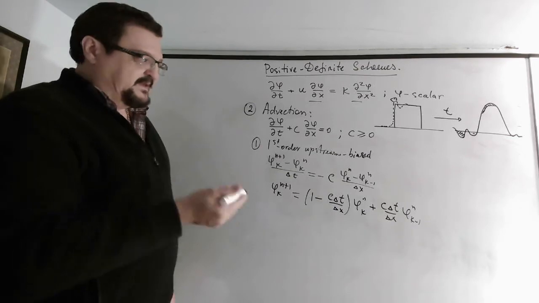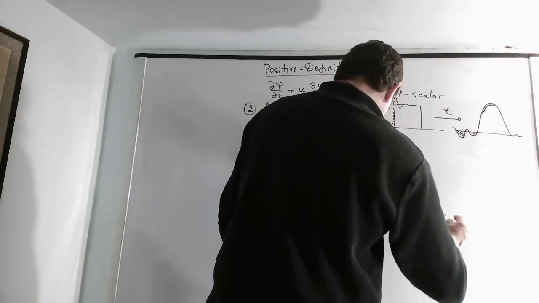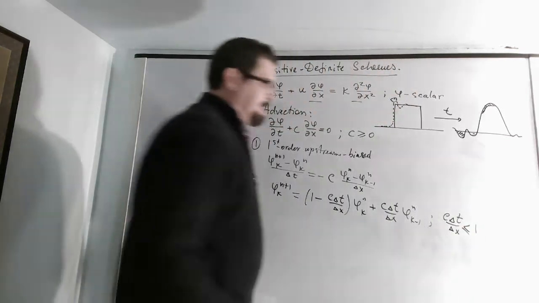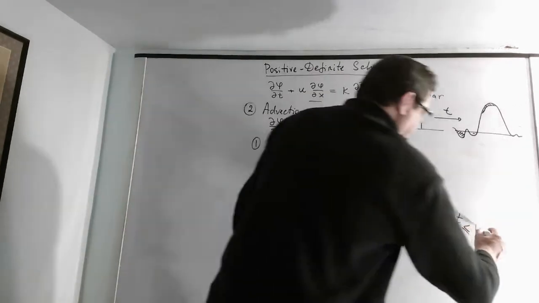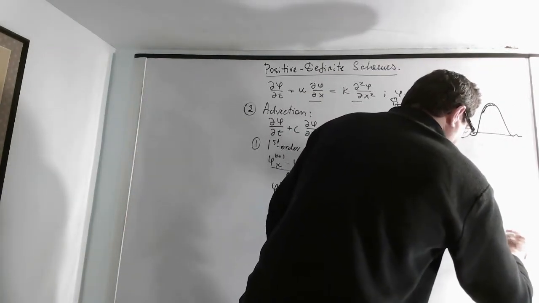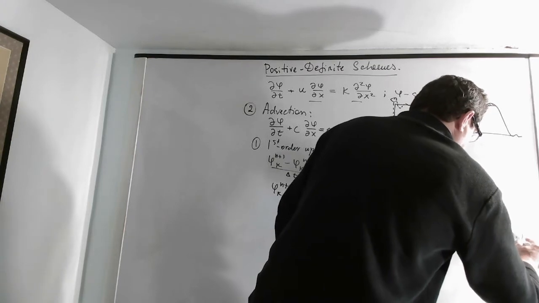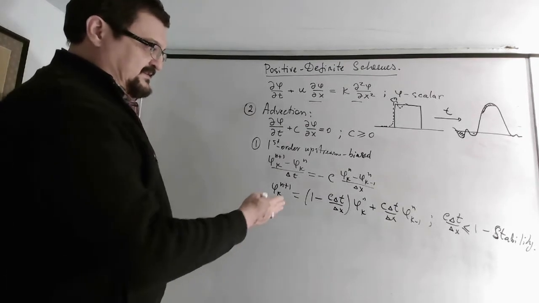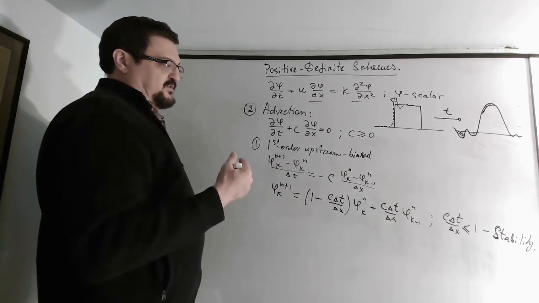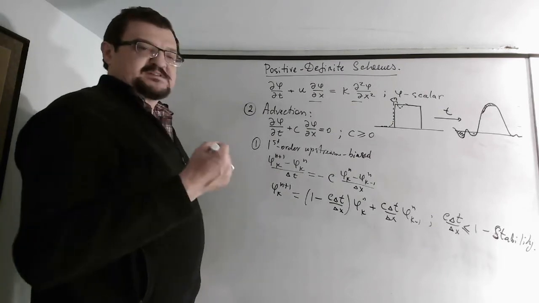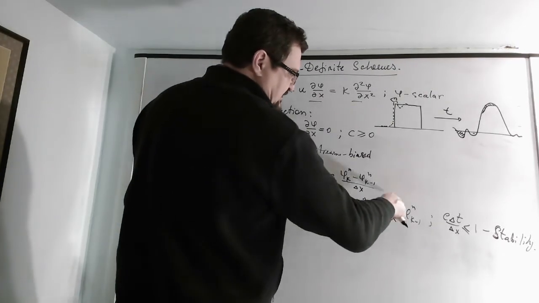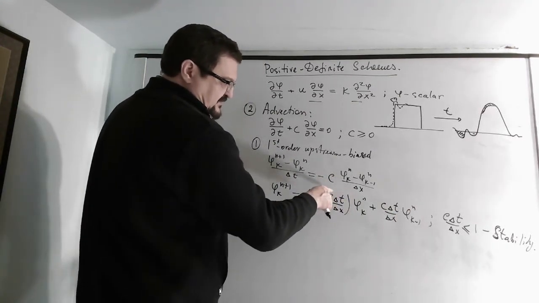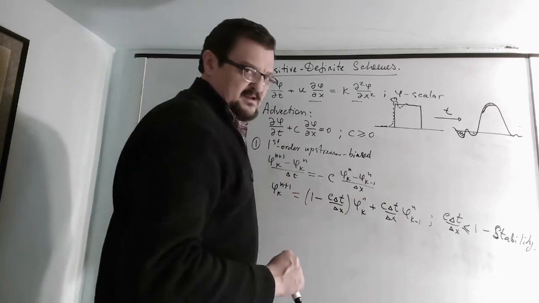Now for stability, we remember for the upstream biased scheme, we have a condition that c delta t over delta x should be smaller than 1. So this Courant number should be smaller than 1. But you can easily see that it is also required for positive definiteness. For this term to be positive, you need c delta t over delta x smaller than 1, like our stability criterion.